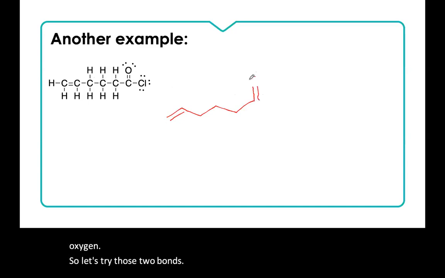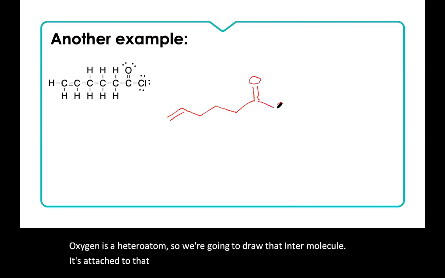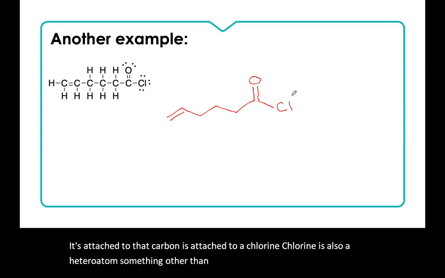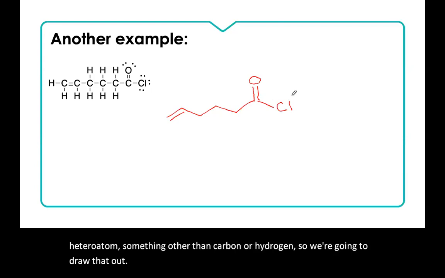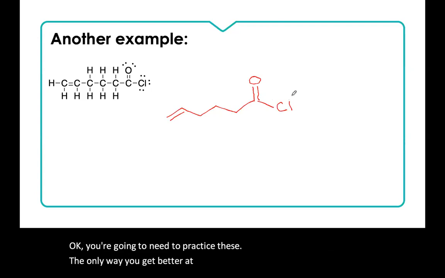Oxygen is a heteroatom, so we're going to draw that into our molecule. That carbon is attached to a chlorine. Chlorine is also a heteroatom, something other than carbon or hydrogen. So we're going to draw that out. Okay, you're going to need to practice these. The only way you get better at doing something is to practice.